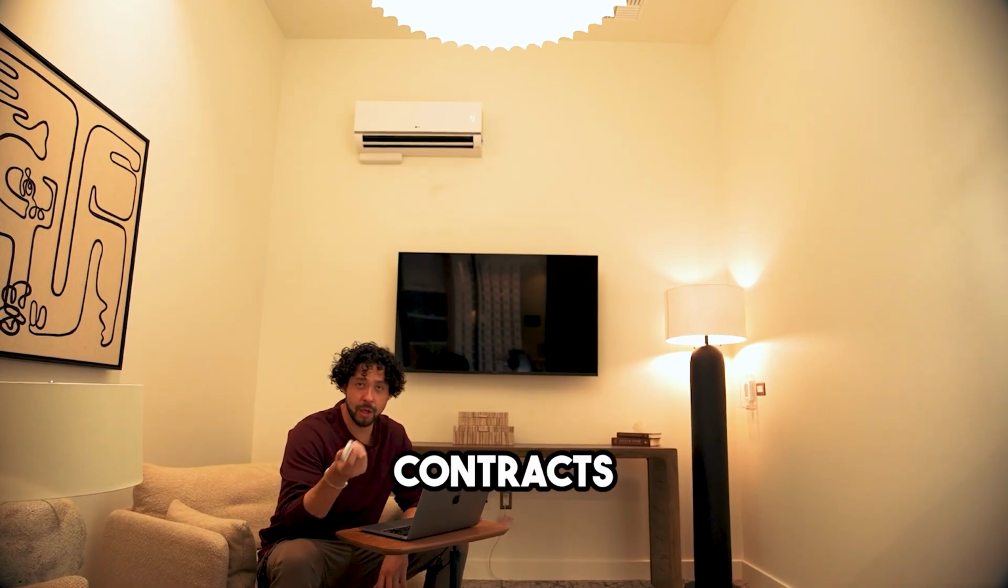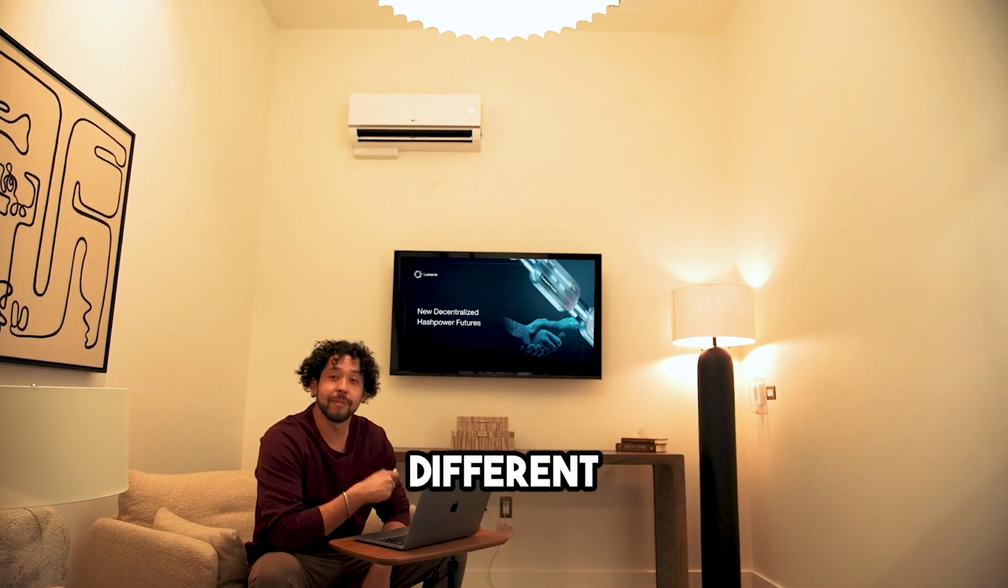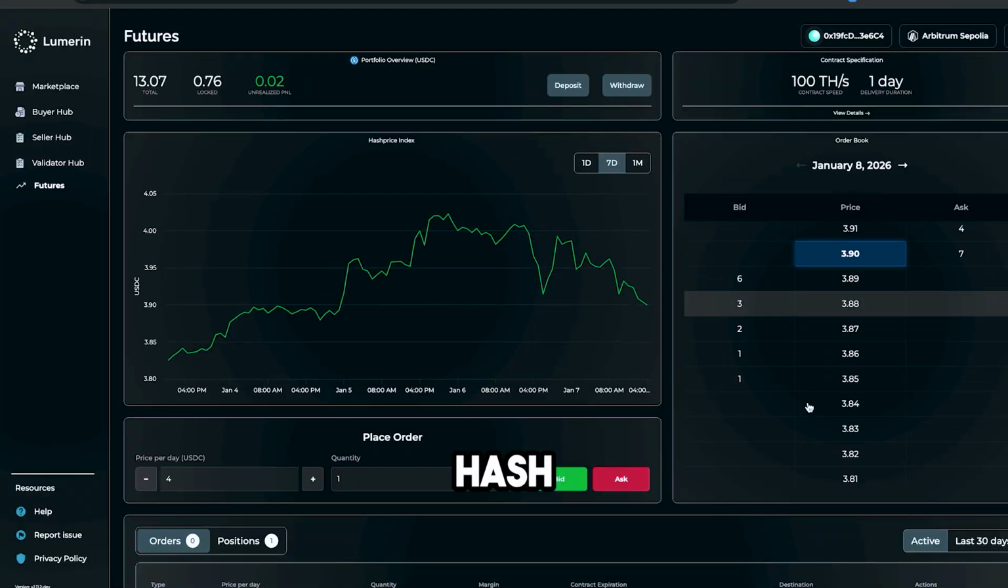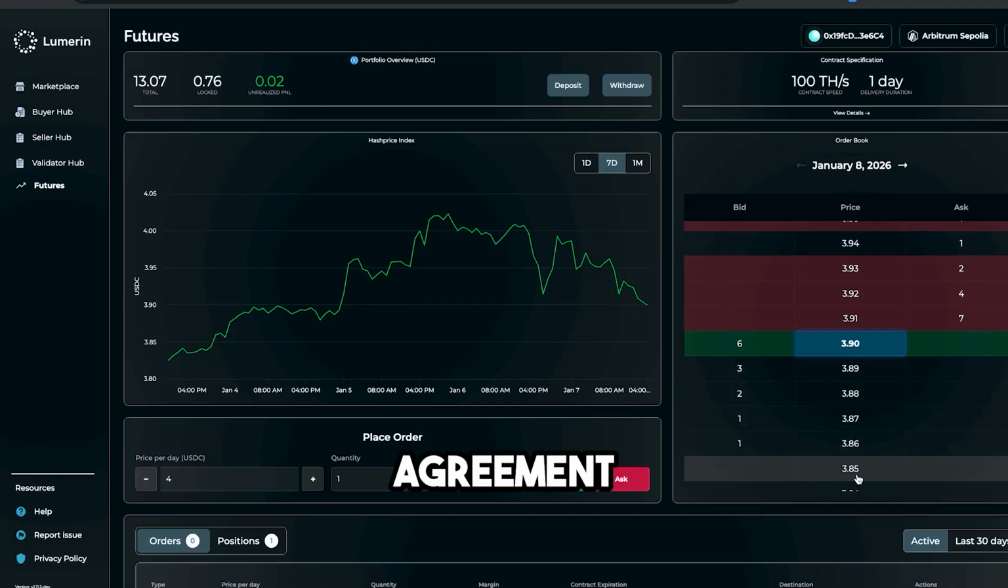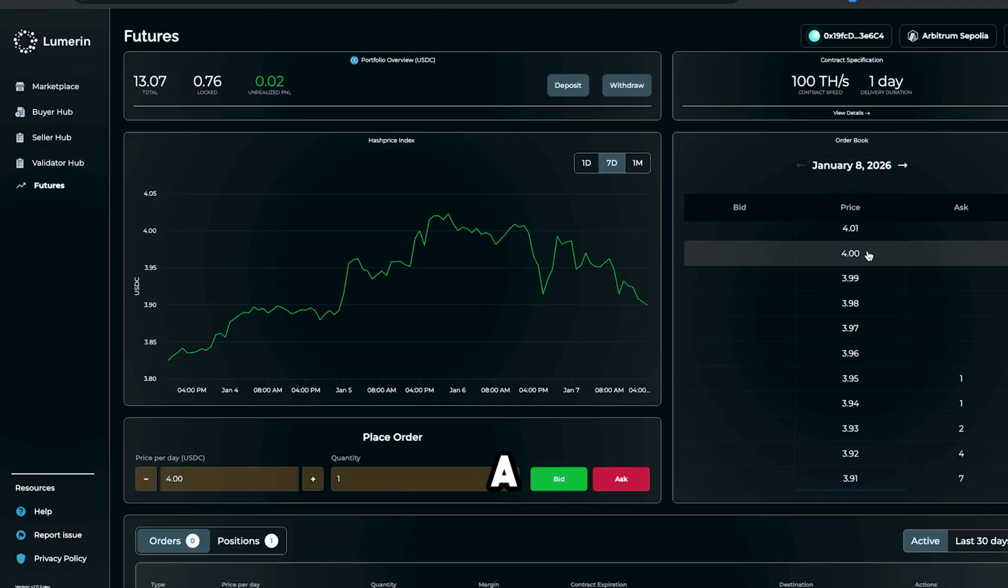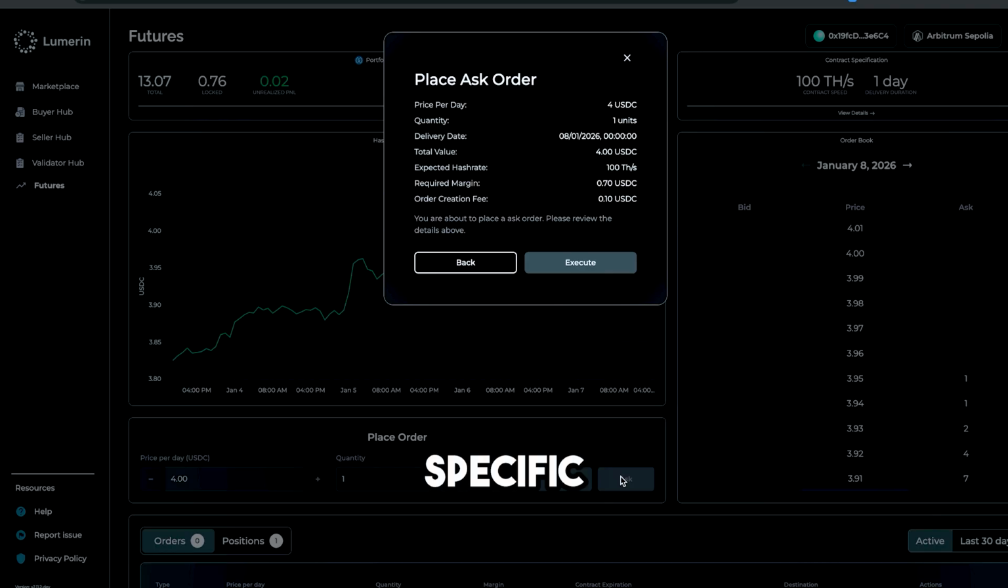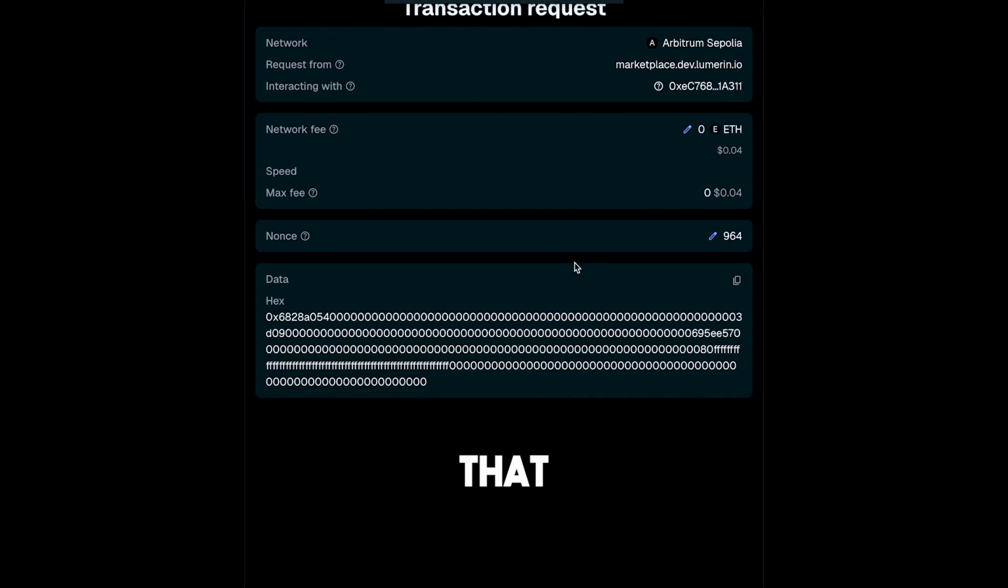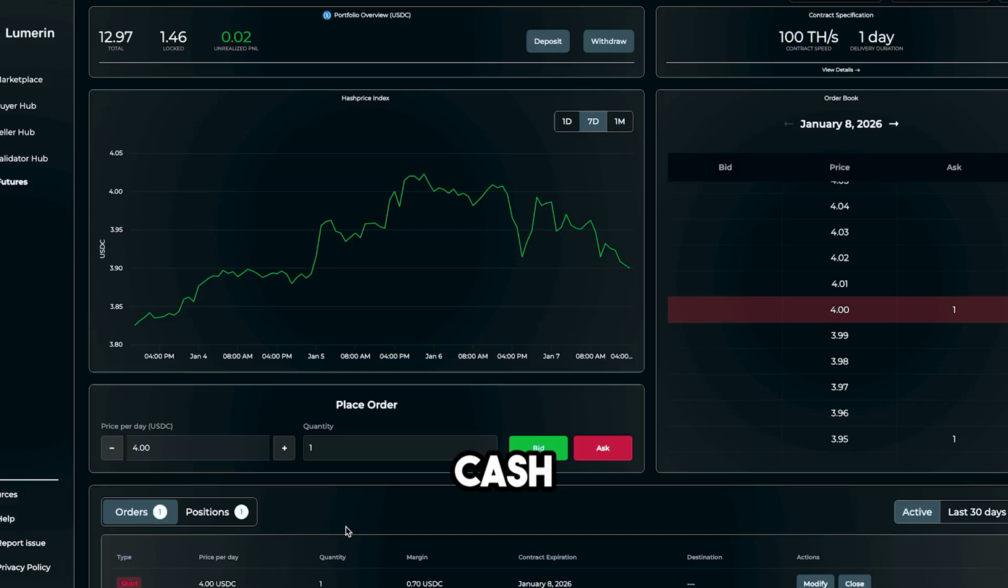Decentralized Hashpower futures contracts introduce a different approach. A decentralized Hashpower futures contract is an on-chain agreement that allows two parties to lock in a price today for a specific amount of Bitcoin mining hash power that will be delivered in the future. Participants are trading the future cash value of mining capabilities itself.